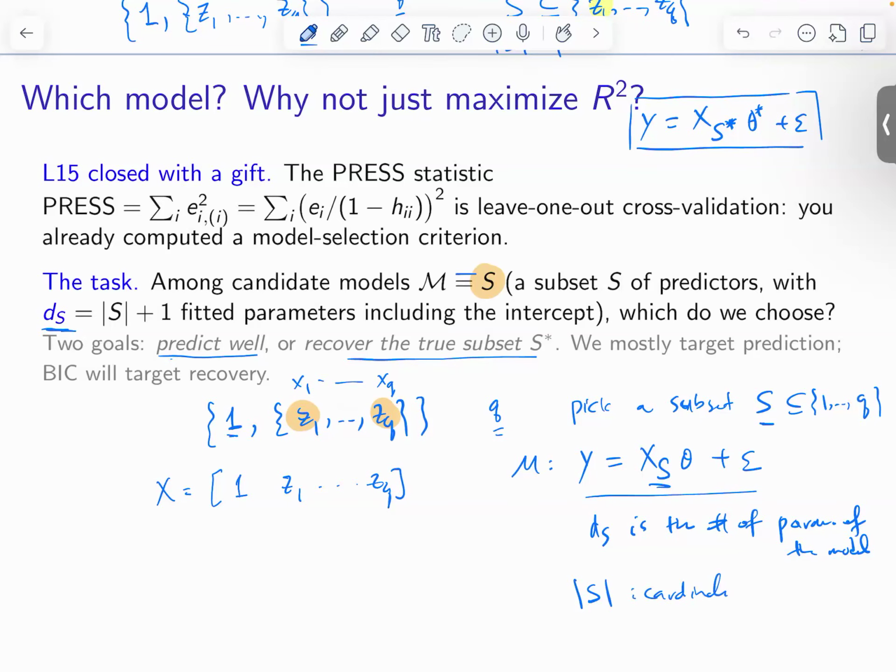how many elements S has, and then I have an extra free parameter for the intercept. So you get cardinality of S plus 1 as the total number. We used to call this P. You can call it P if you want, but I'm writing it this way so that you can see it depends on the size of S.